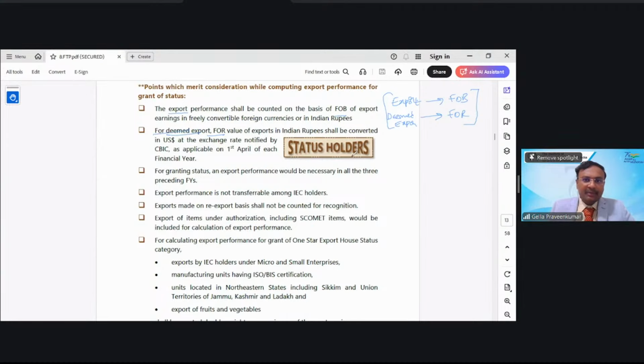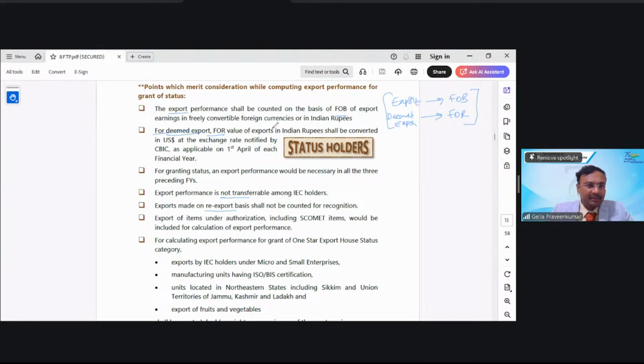Granting status, export performance would be necessary. Export performance is not transferable. Exports made on re-export basis: I export, goods come back into India, repair, again re-export. Those re-exports will not be considered for my star status classification. Export of items under authorization, including SCOMET items, would be included for calculation. Even if I deal with the SCOMET list, they say we can take that into consideration.